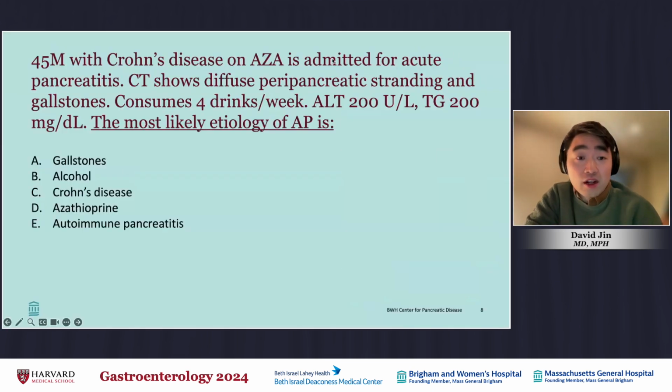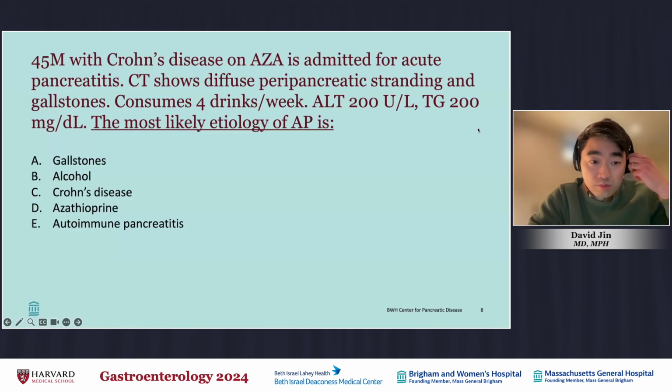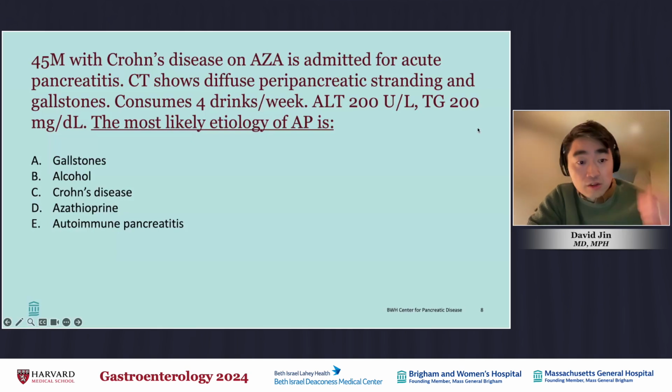So let's talk about etiology of acute pancreatitis, starting with a question. You see a 45-year-old male with Crohn's disease on azathioprine who's admitted for acute pancreatitis. CT shows diffuse peripancreatic stranding and gallstones. He consumes 4 alcoholic drinks per week. His ALT is 200, triglycerides are 200. The most likely etiology of acute pancreatitis is A, gallstones, B, alcohol, C, Crohn's disease, D, azathioprine, or E, autoimmune pancreatitis?